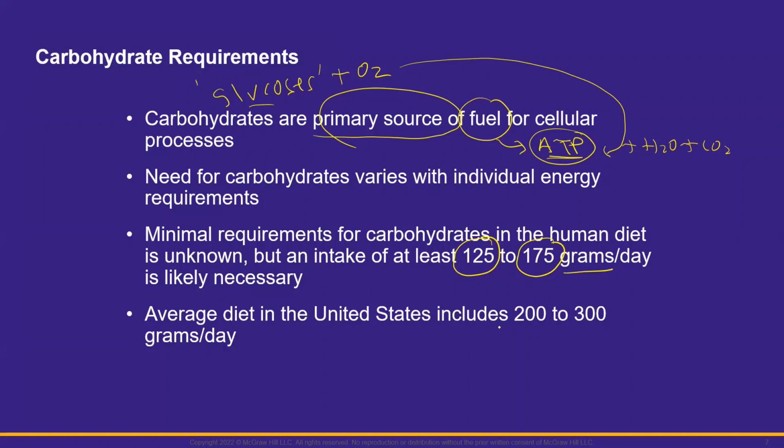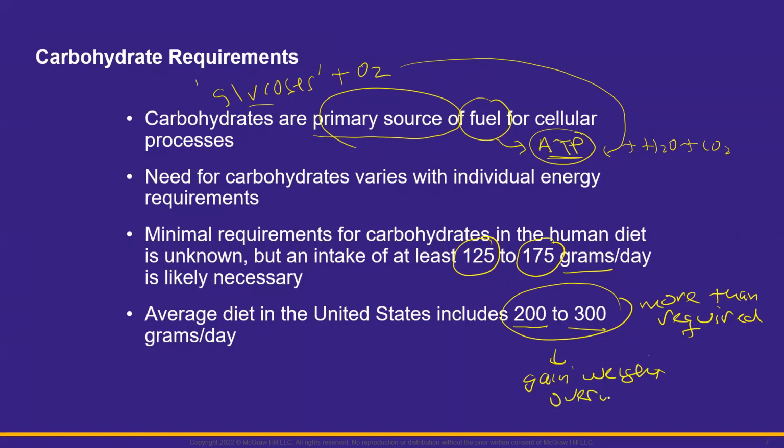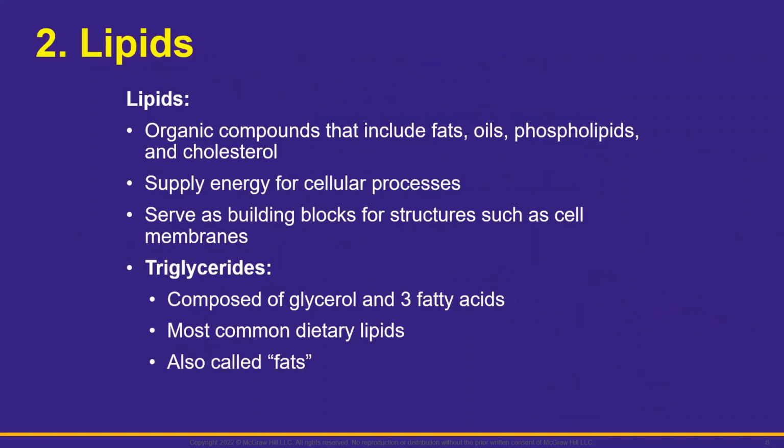The average carbohydrate diet in the United States is around 200 to 300 grams. It's actually more than required. So this is the reason why, on average, American people have gained weight or are overweight, due to the intake of carbohydrate being more than is required on average.